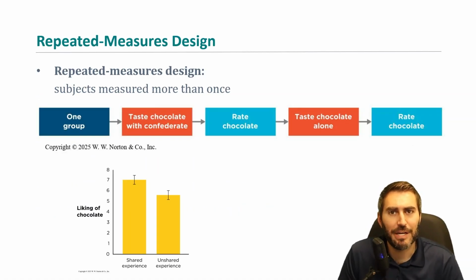So with a repeated measures design setup, participants are measured on the dependent variable more than once, specifically right after being exposed to each level of the independent variable. Here, let's look at a classic chocolate taste testing study.